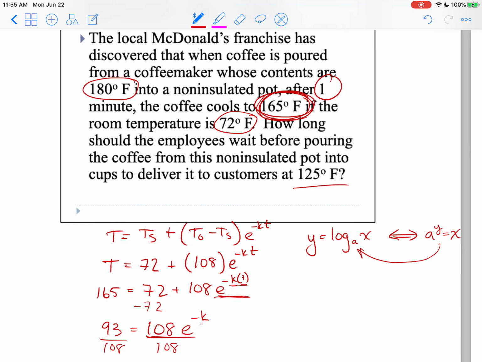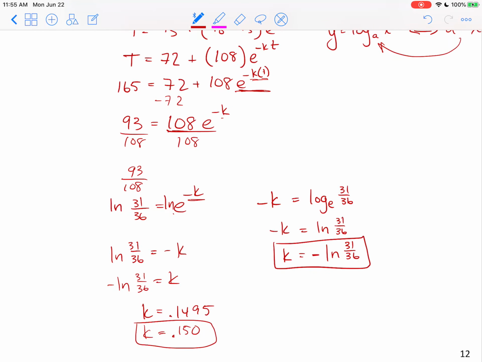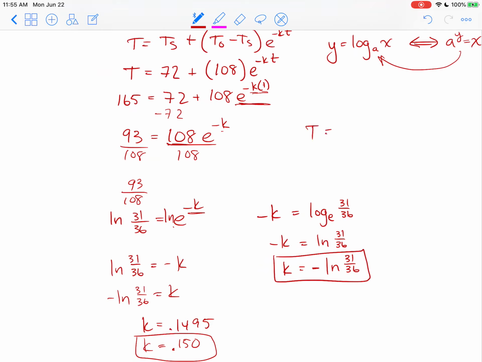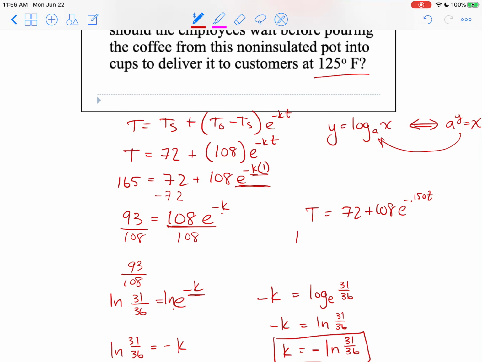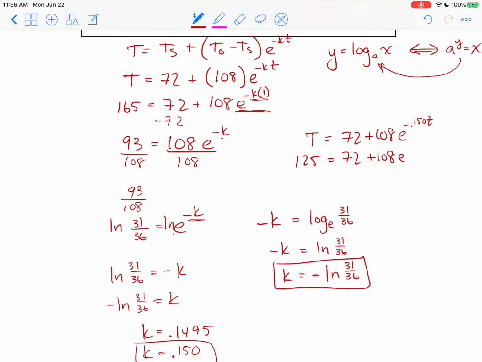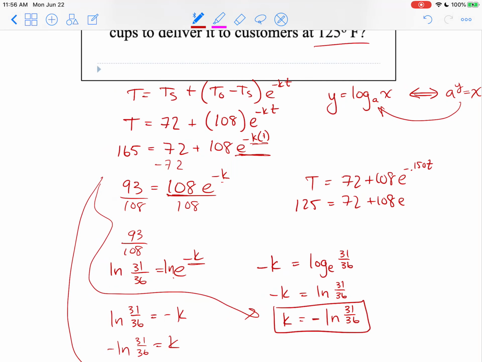Okay, so now that I have my k value, I can answer the question, because I know that t equals 72 plus 108 e to the negative 0.15 t. And so if I want to know how long it takes to get to 125, I would plug that in. And I would go through pretty much this whole process that I went through, this whole process here, or this process here, however you feel more comfortable.